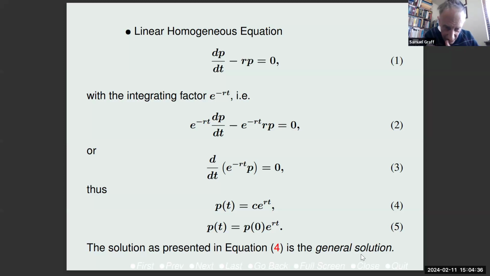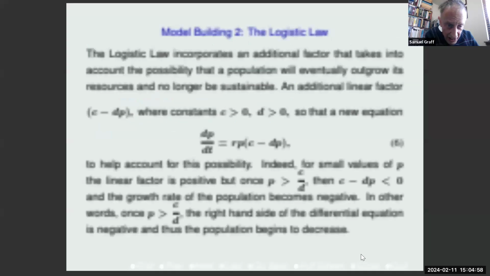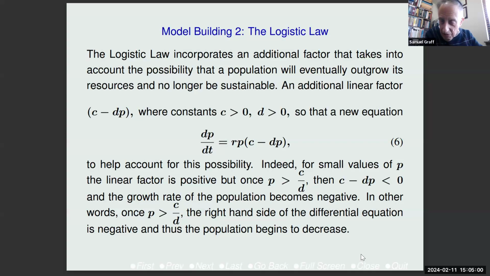However, you then ask the class, well, is this reasonable? And it doesn't take long for them to say, well, a population can't grow forever because there are limitations in any ecosphere, limitations in room, resources, and so on and so forth. So we say, okay, well, let's try to modify the model a little bit to see if we can get it to be more realistic.